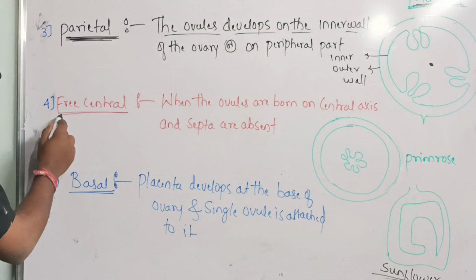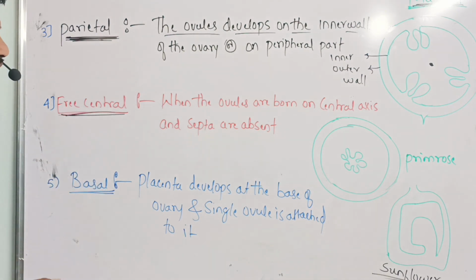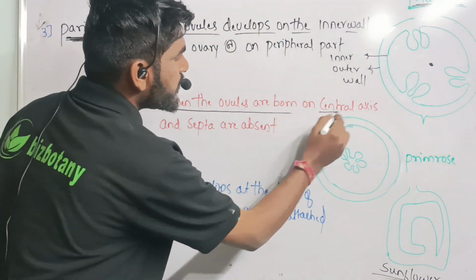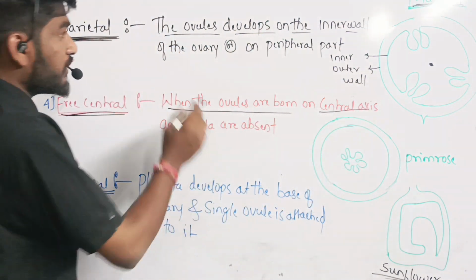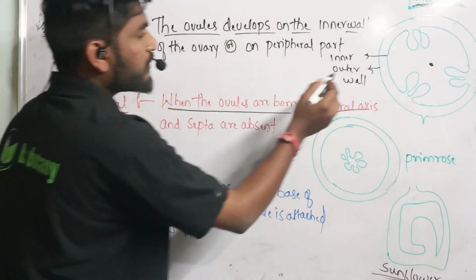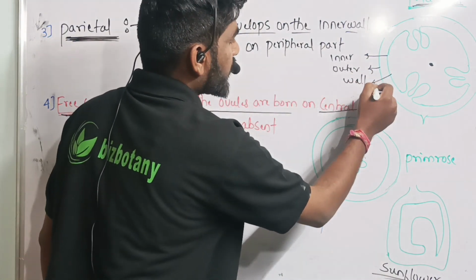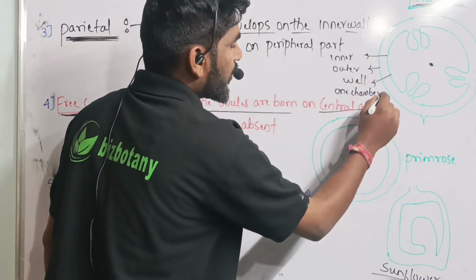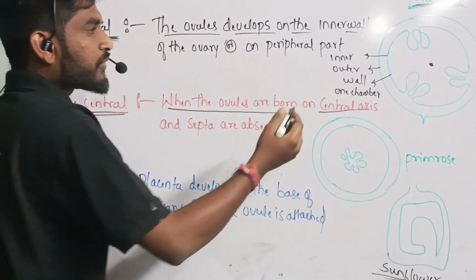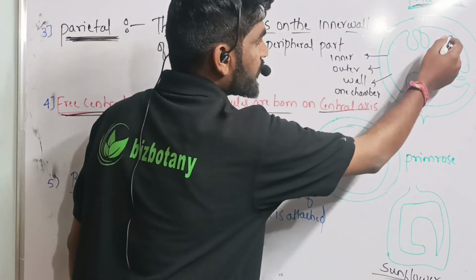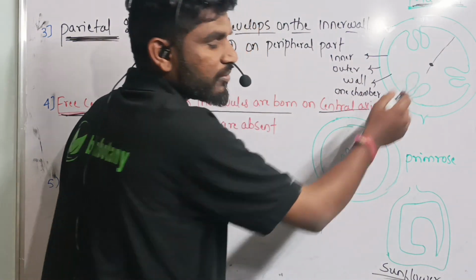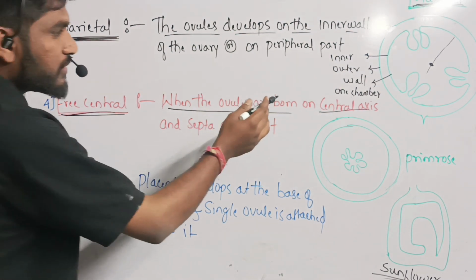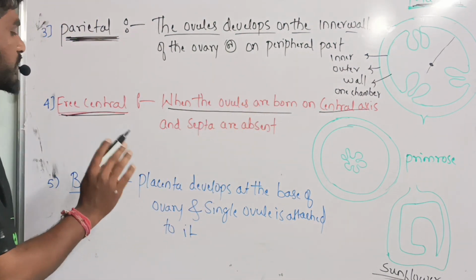Next is the free central placentation. What happens in free central placentation? The ovules are born on the central axis. In the parietal case, the ovary is one chambered. After that, it becomes two chambers by the formation of a false septum. The false septum will be formed in the ovary, and it becomes two chambers. Initially, a single chambered ovary will be present.